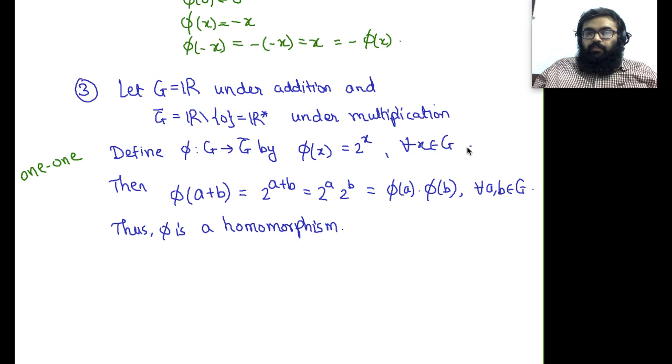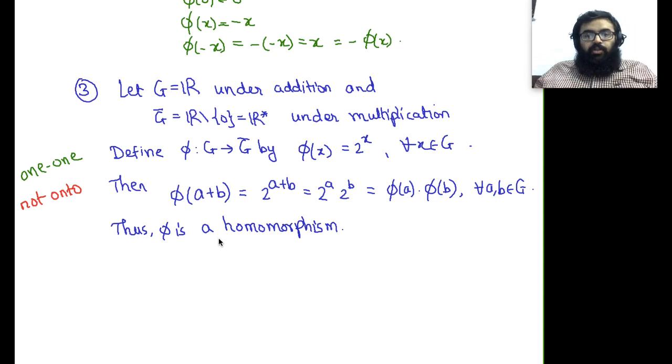Is it onto? It is not going to be an onto homomorphism because there are no negative numbers in the image. Take any x, phi of x is 2 raised to x. If x is positive, 2 raised to x is positive. If x is 0, 2 raised to 0 is 1, which is again positive. If x is negative, say x is minus 1, then 2 raised to minus 1 is 1 upon 2 raised to 1, which is 1 by 2, again positive. So it does not take any negative real numbers. If we take R star, then negative numbers are not in the image. So it is not onto. We have seen this in the Google Meet.